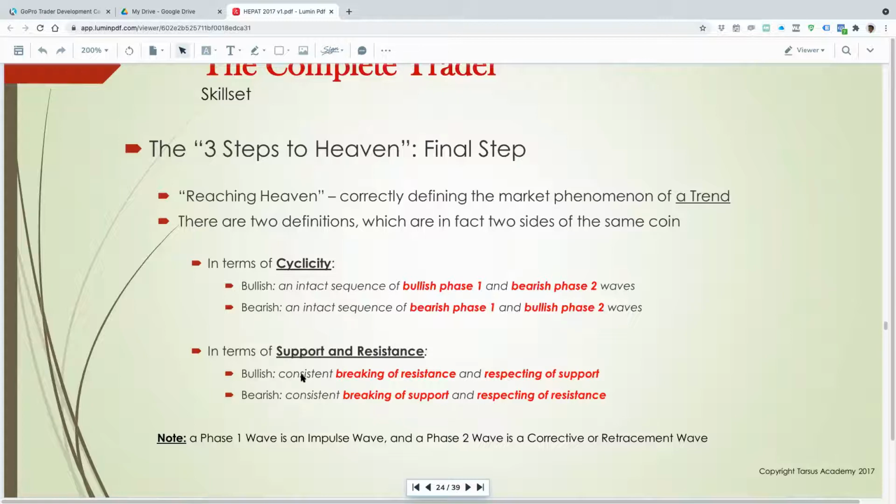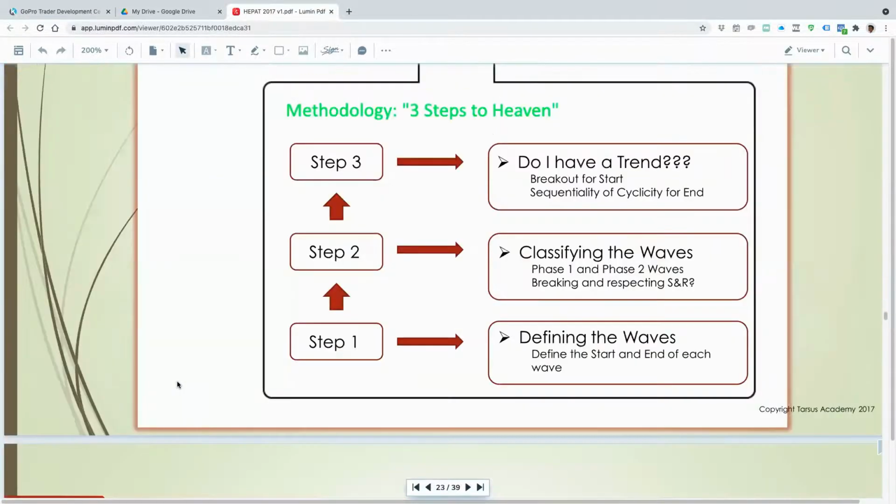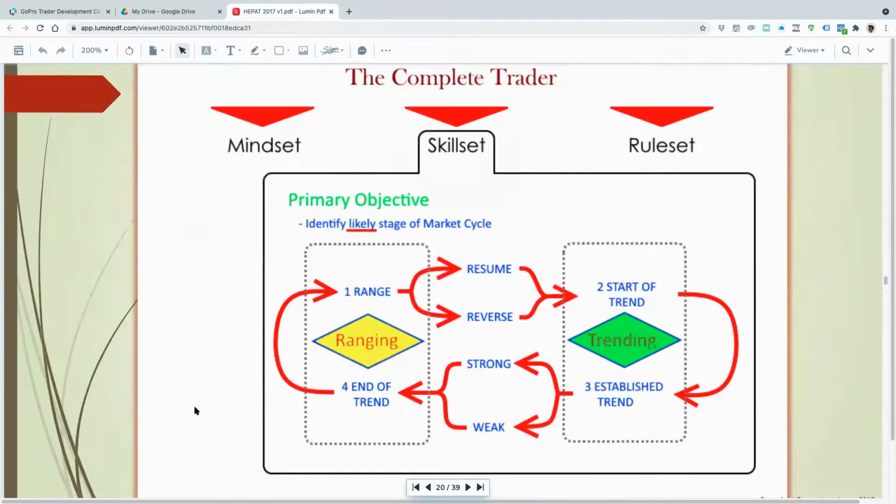But for now, I just need you to assume that we know, probabilistically of course, where the top of the range and the bottom of the range are. That would be the first breakout. Once we get a breakout from the range, we can say, right, we've got a potential trend. And that is also identified, therefore, as the start of a trend. If I just go back to our diagram up here, that is where we transition from range, which is number one, to number two, which is start of trend.